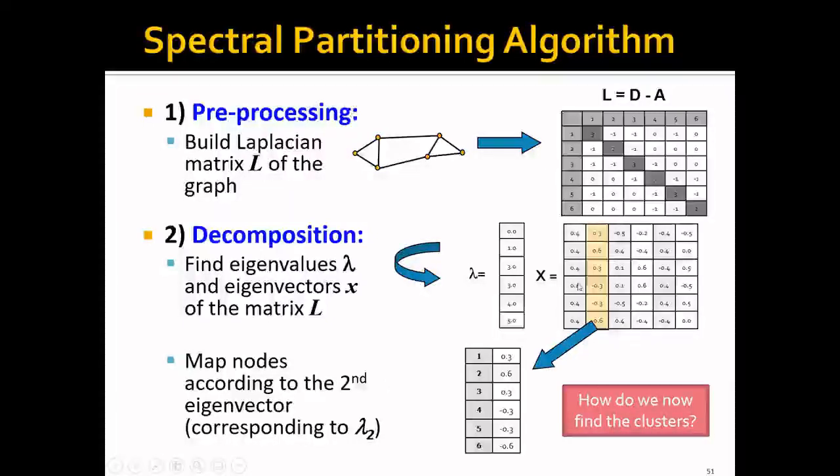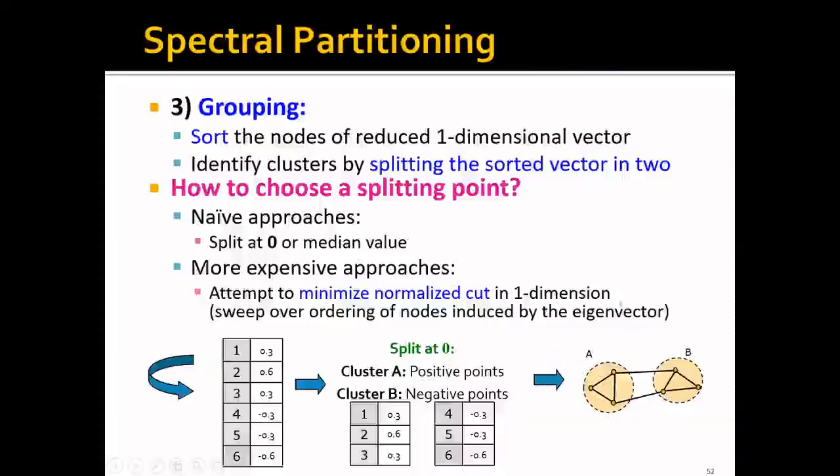And then we will take the second eigenvector, which corresponds to the second eigenvalue here, and we'll map the nodes according to this second eigenvector. For example, we map the first node to 0.3, we'll map the second node to 0.6, and we'll map the fourth node to minus 0.3, etc. So the next question is, how do we now find the clusters given these values? In the last stage, we're going to sort the nodes of this reduced one-dimensional vector, and we'll identify the clusters by splitting the sorted vectors into 2.